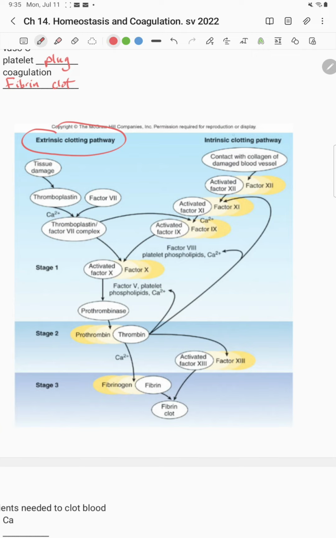We have the extrinsic and the intrinsic clotting pathways. Extrinsic means injury to tissue that's outside of the actual blood vessel, and intrinsic means injury that occurs inside of the blood vessel. Okay, so we have tissue damage, and that is the common denominator between the two sides. There's some sort of tissue damage.